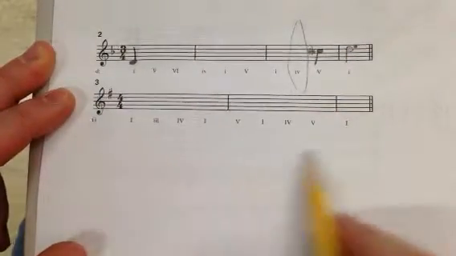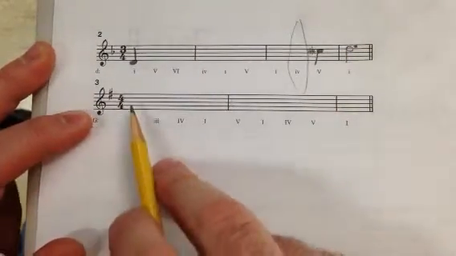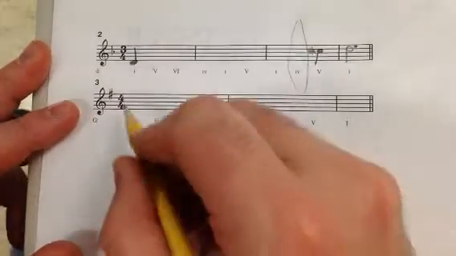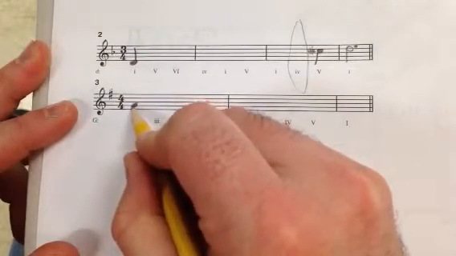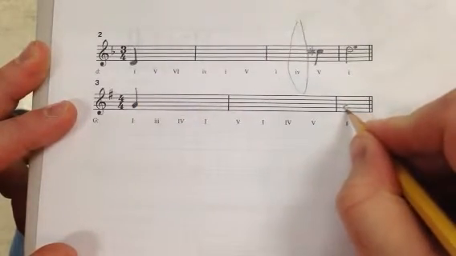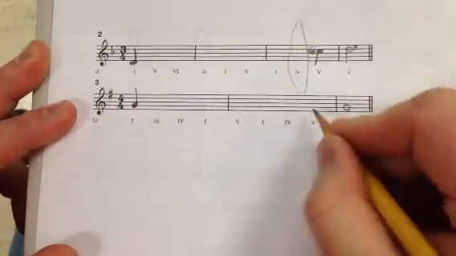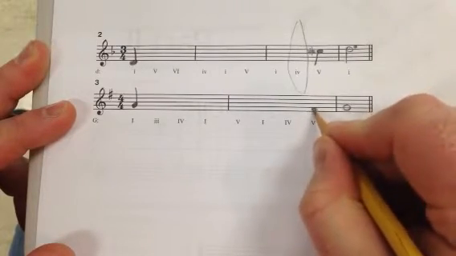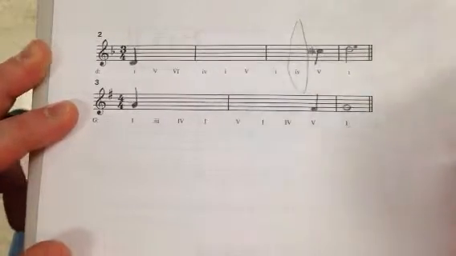And finally, on exercise 3, we are in the key of G major. We're in 4/4 time. So we are going to start on a G. We're going to end on a G. That'll be a whole note because we're in 4/4 time. And we're going to use our F sharp as our leading tone here.